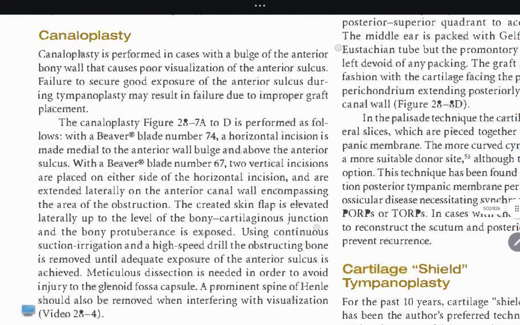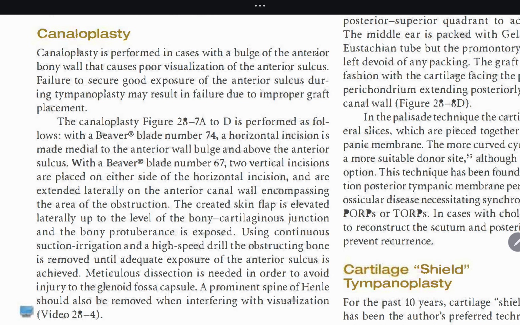Canaloplasty. Canaloplasty is performed in cases with a bulge of the anterior bony wall that causes poor visualization of the anterior sulcus. Failure to secure good exposure of the anterior sulcus during tympanoplasty may result in failure due to improper graft placement. The canaloplasty is performed as follows with the beveled blade number 74.